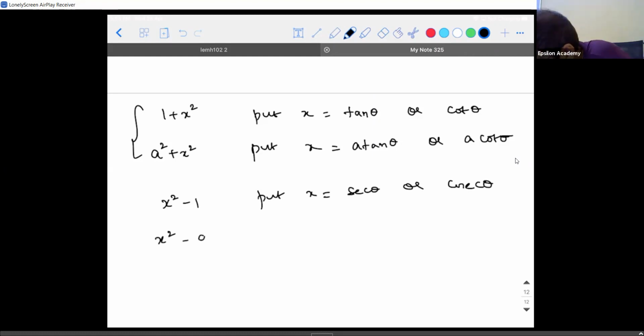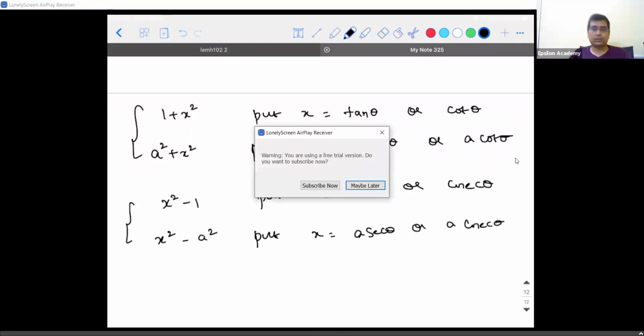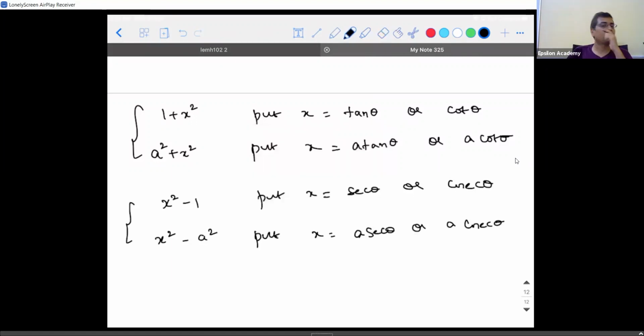So for x square minus a square, you would put x is equal to a secant theta or a cosecant theta. Trust me, this will work for any problem. I can solve any problem and show it to you. Now, shall we proceed to the problem that is given to us?